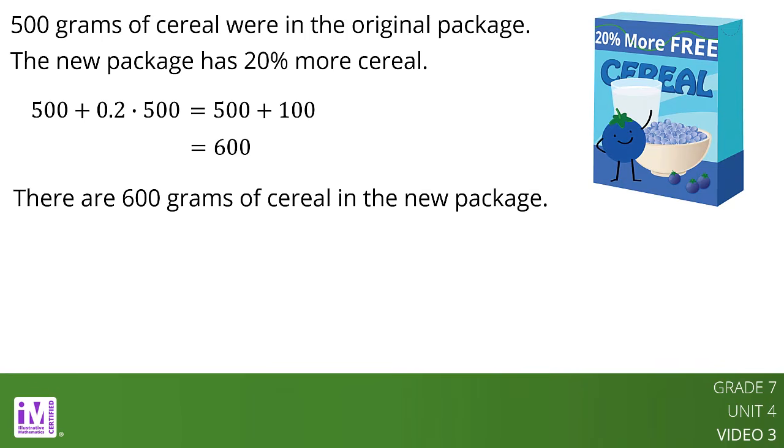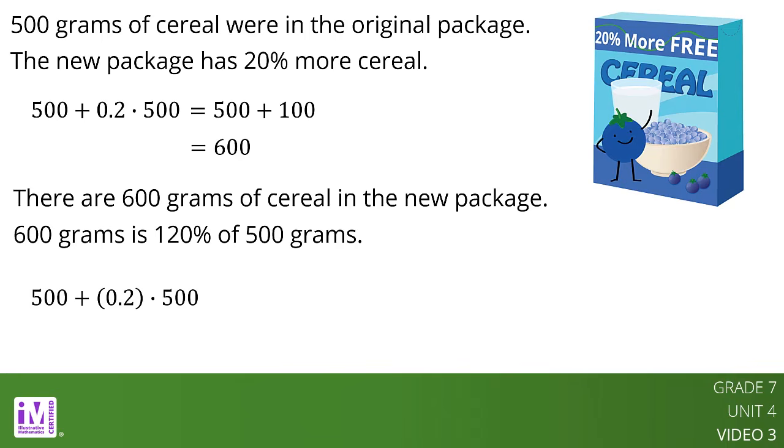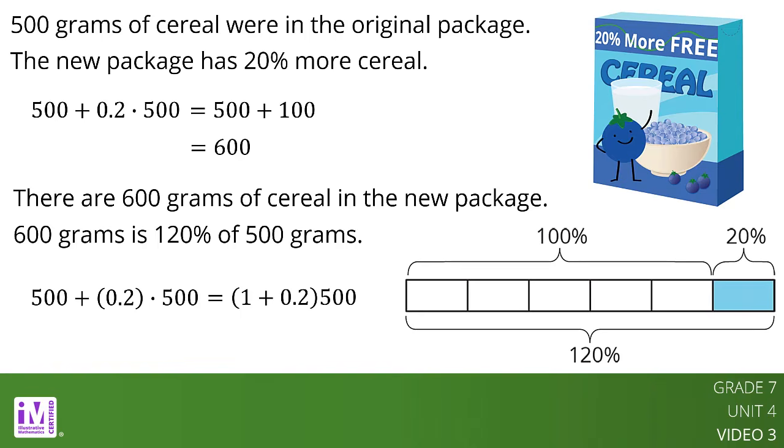We can say that the new amount of 600 grams is 120% of the initial amount, 500 grams, because 500 plus 0.2 multiplied by 500 equals the quantity 1 plus 0.2 multiplied by 500. Notice, using decimals, we have 1 plus 0.2 equals 1.2, or equivalently, 100% plus 20% equals 120%.